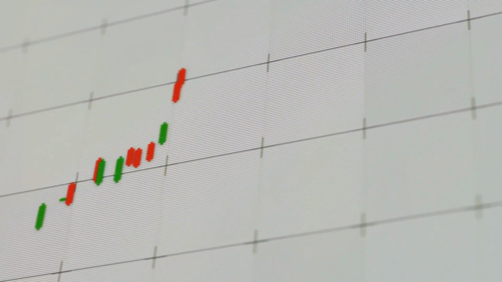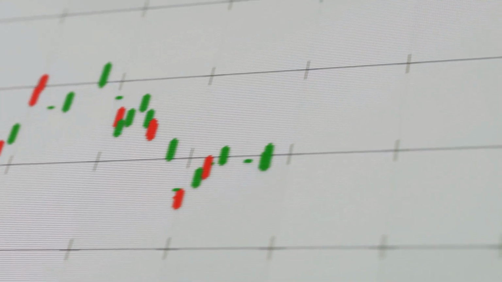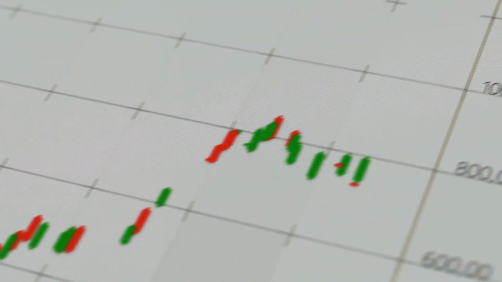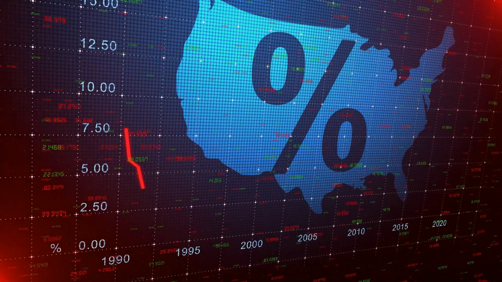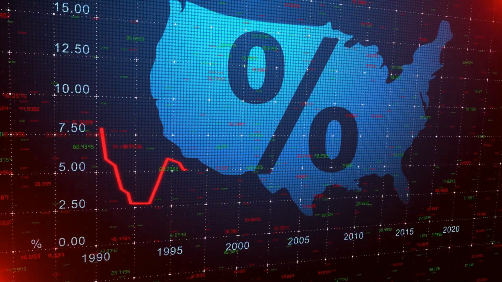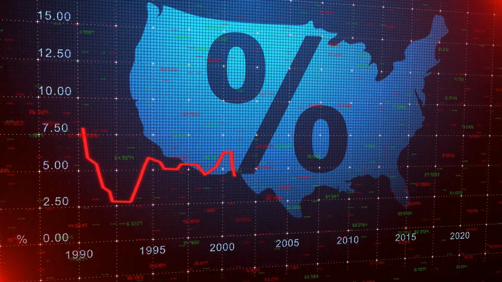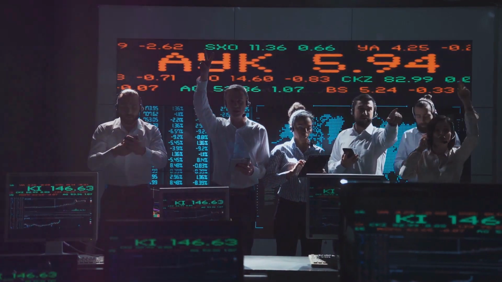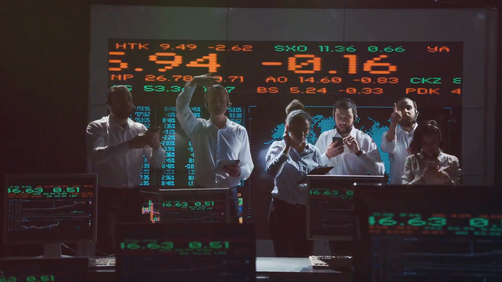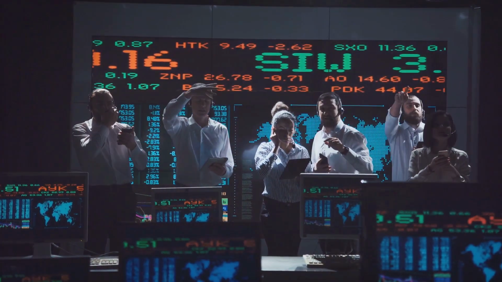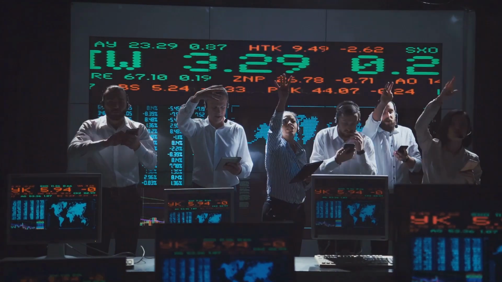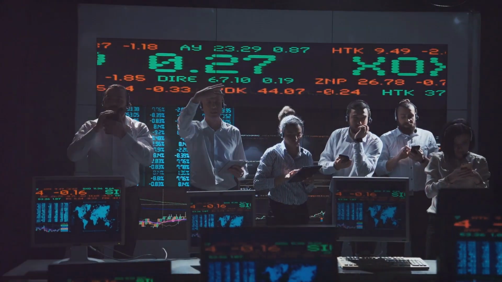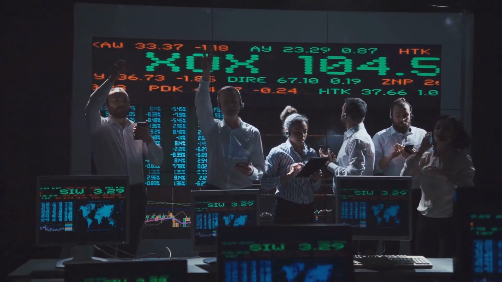Lowering interest rates. As demand for bonds increases, their prices rise, and their yields, or interest rates, fall. This leads to lower long-term interest rates, even if short-term rates are already near zero. Boosting asset prices. The Fed's asset purchases flood the financial system with liquidity, driving down borrowing costs for businesses and consumers, which encourages investment and spending.